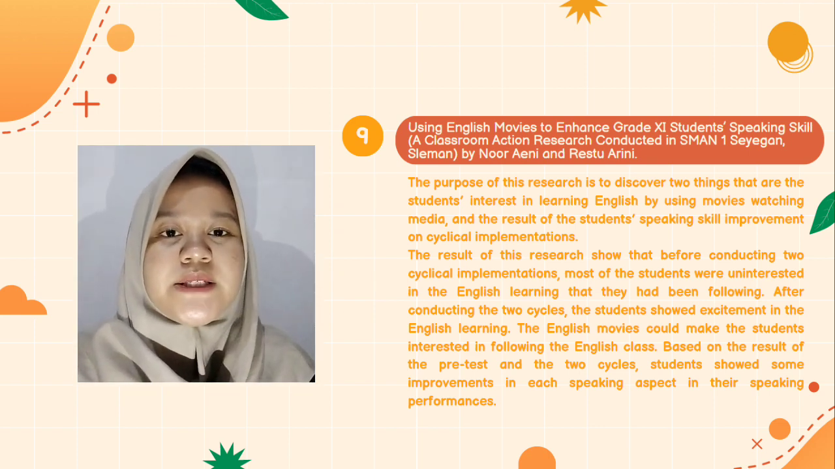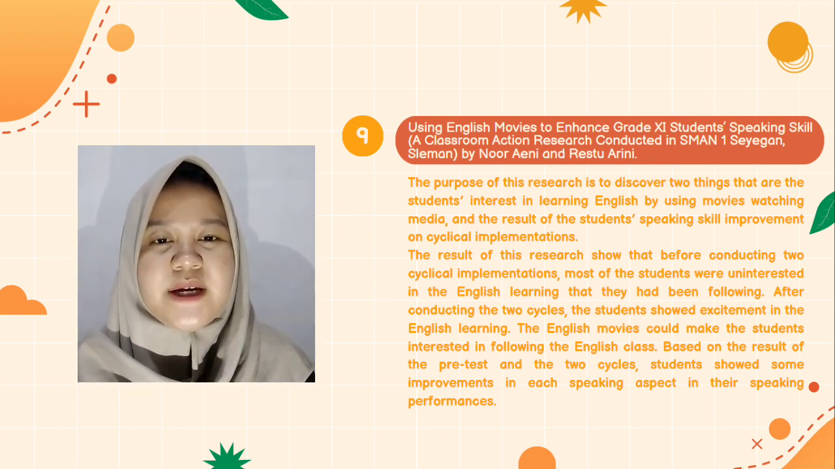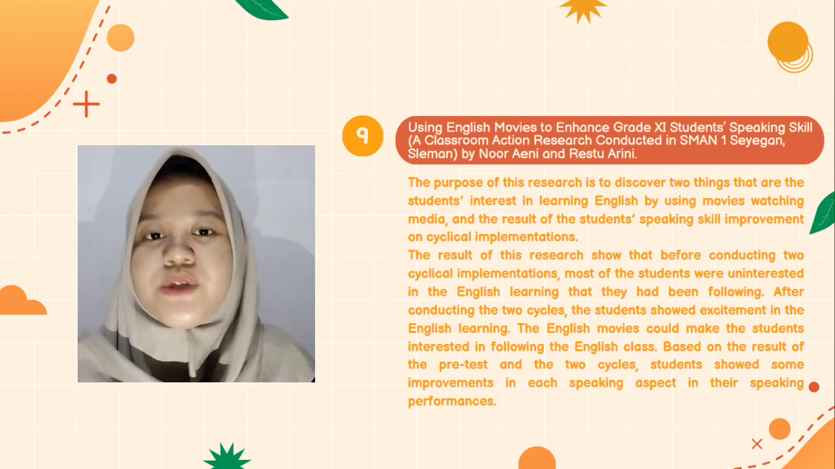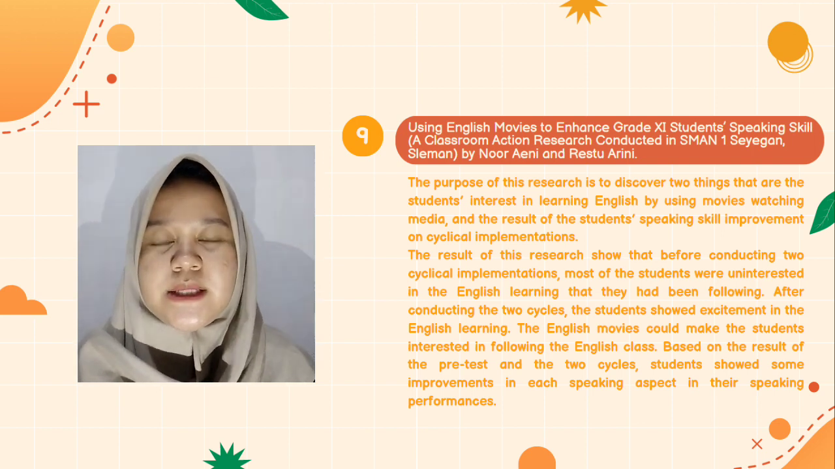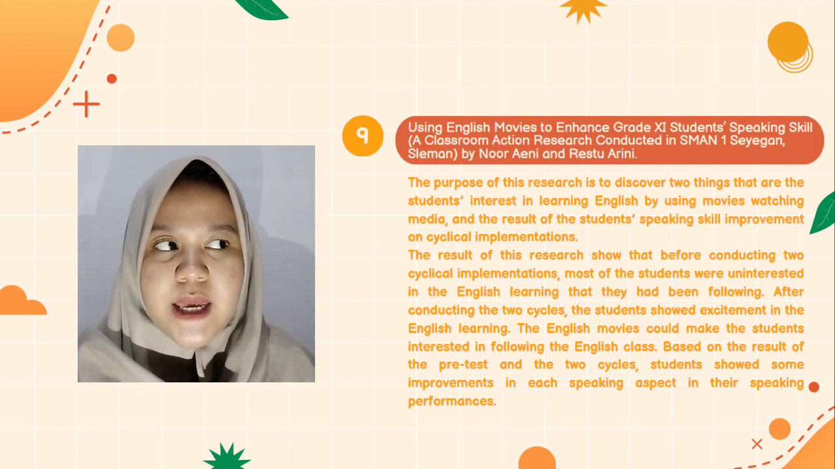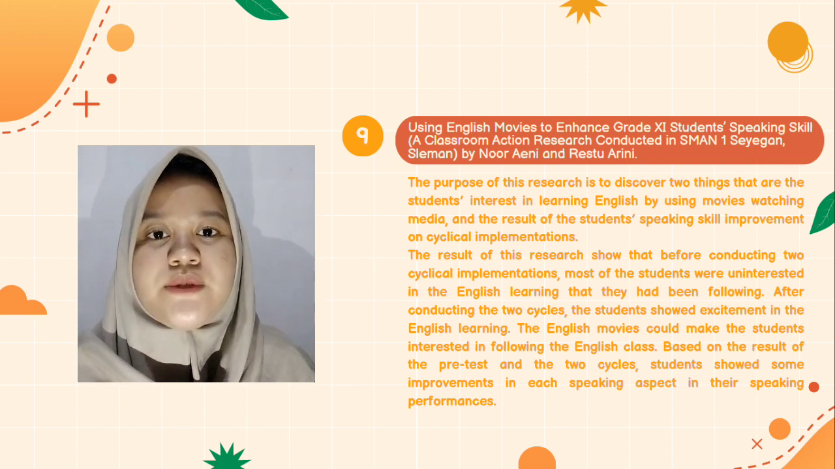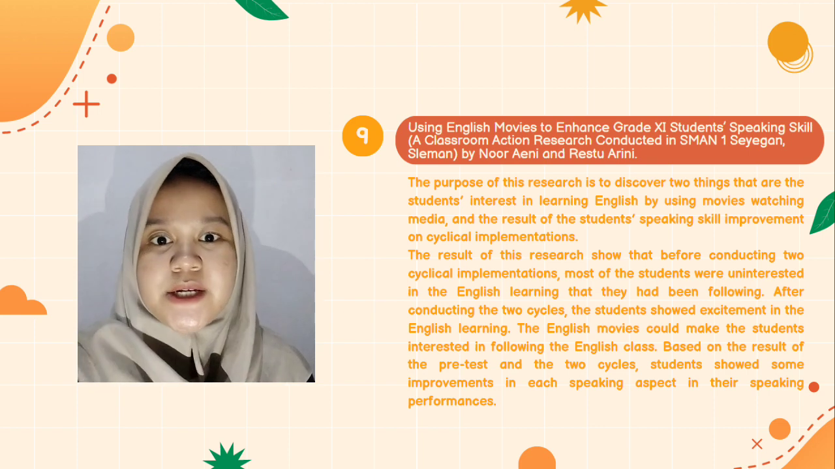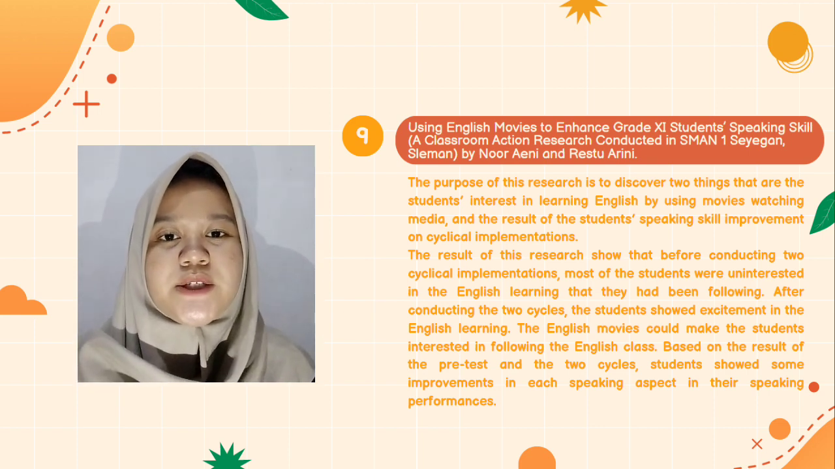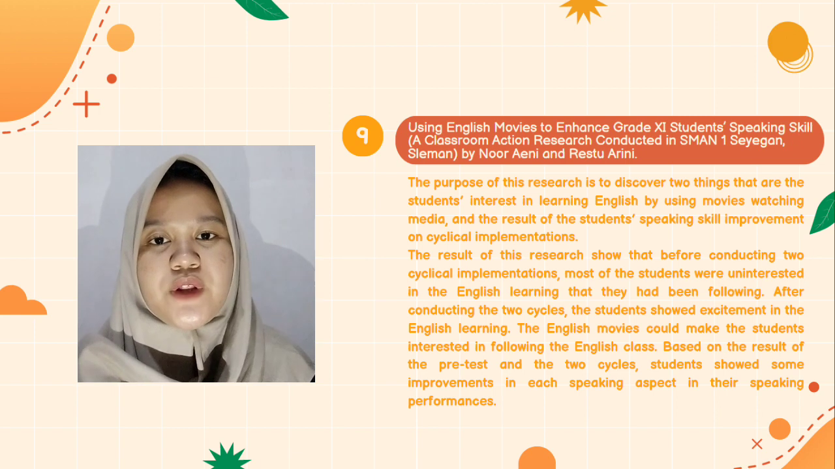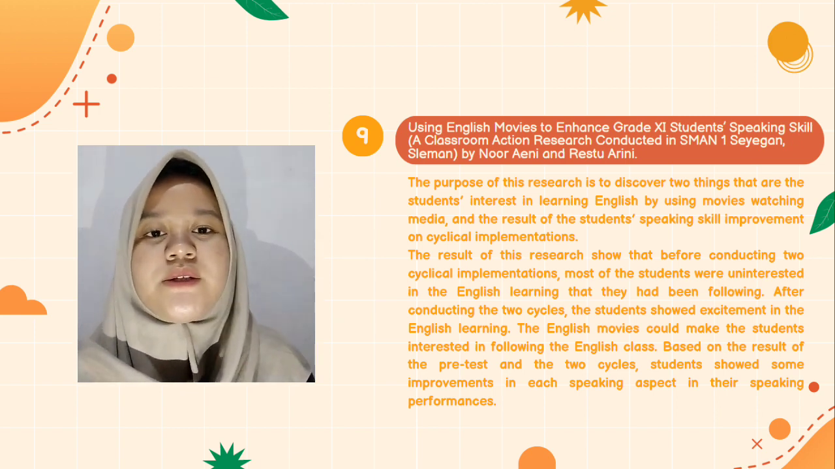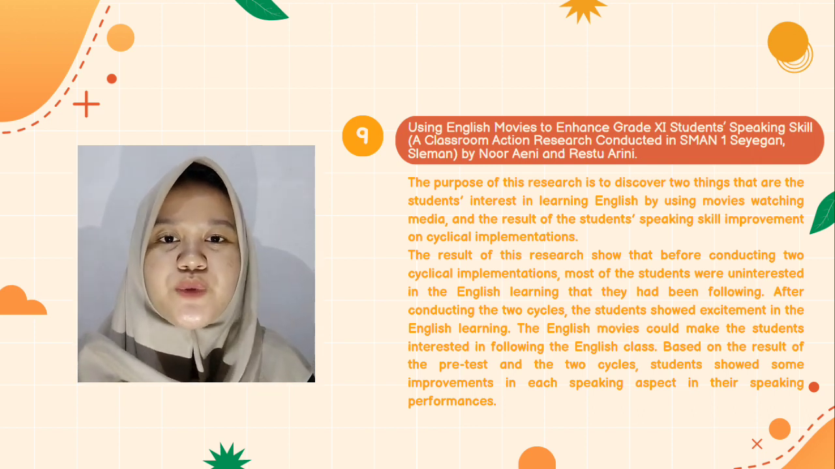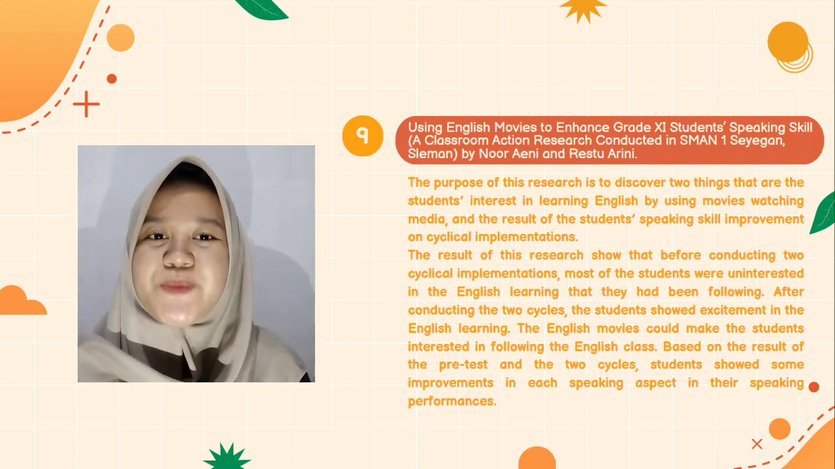The result of this research shows that before conducting the cyclical implementation, most of the students were uninterested in the English learning that they had been following. And after conducting the two cycles, the students showed excitement in the English learning. The English movies could make the students interested in following the English class. Based on the result of the pre-test and the two cycles, students showed some improvements in each speaking aspect in their speaking performance.